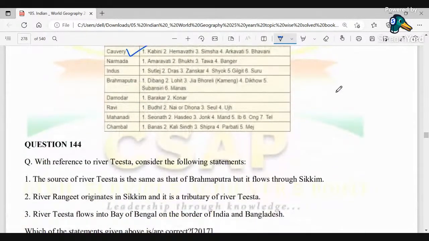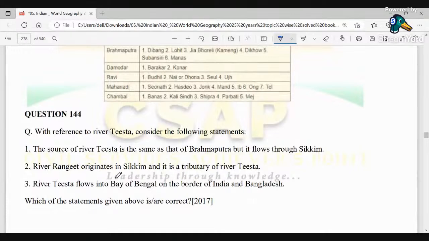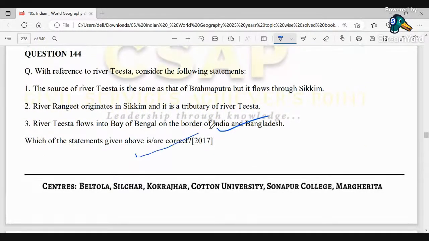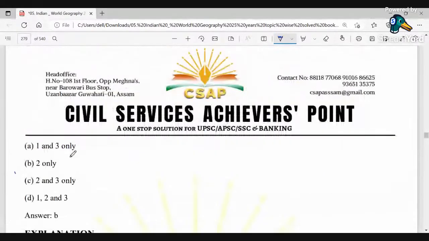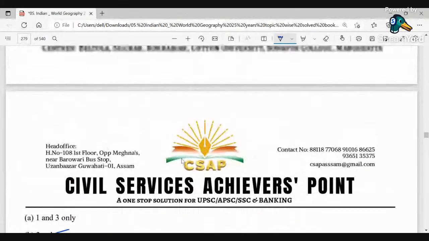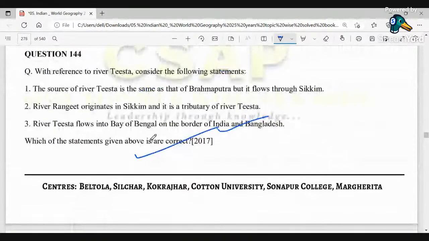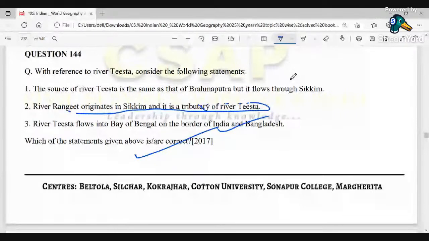Next, with reference to the river Tista, consider the following statements. The source of river Tista is same as the Brahmaputra, but it flows through Sikkim. River Rangit originates in Sikkim and it's a tributary of the river Teesta. River Teesta flows into Bay of Bengal on the border of India and Bangladesh. So which of the above statements is or are correct? So here the correct option is B, that is two only. Okay. So here River Rangit originates in Sikkim and is a tributary of river Teesta. So this is the correct option. Okay.